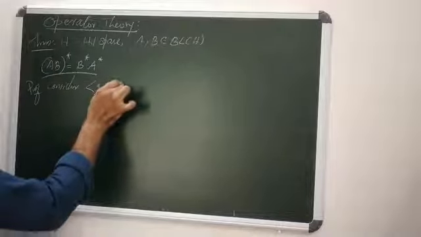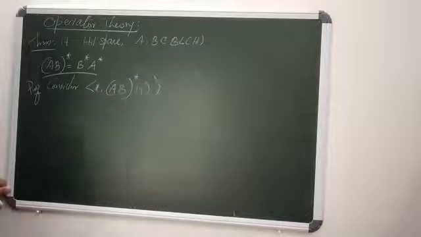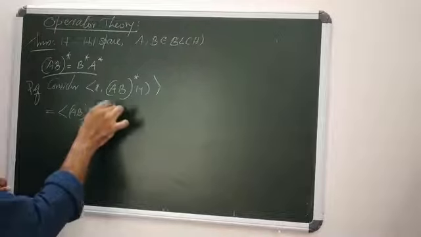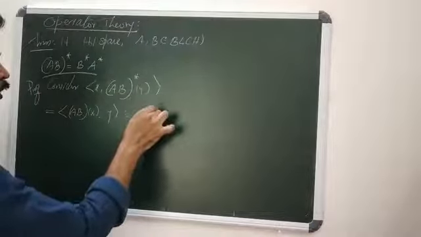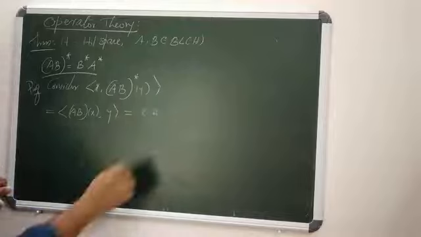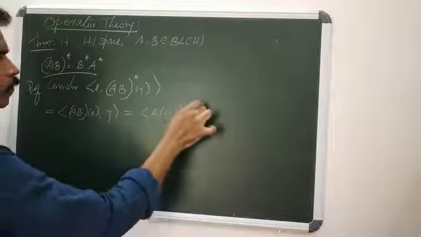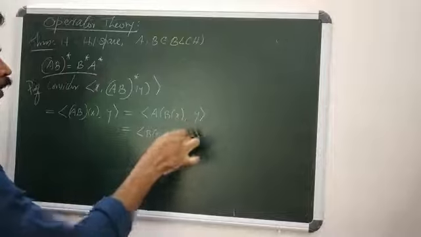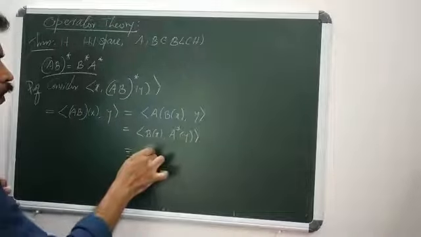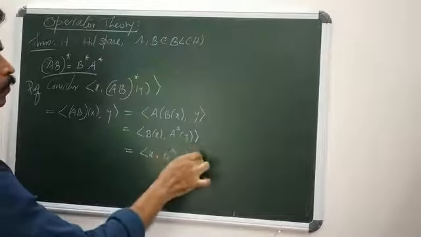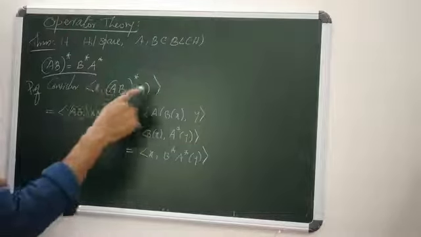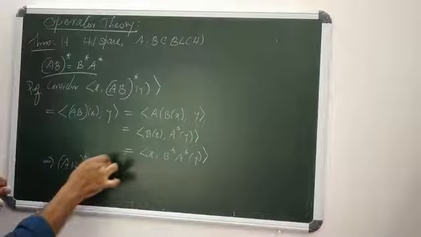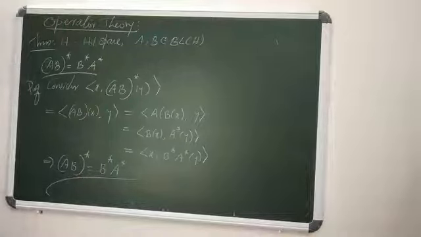inner product X, (AB) star of Y. It equals, by the definition of adjoint, inner product (AB) X, Y, that is A of B of X, composition, Y. That equals inner product BX, A star Y, which equals inner product X, B star A star Y. So finally, inner product X, (AB) star Y equals inner product X, B star A star Y. That means (AB) star equals B star A star. So this is our third result.